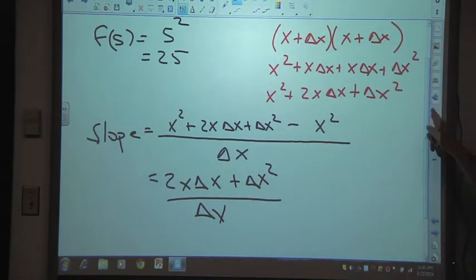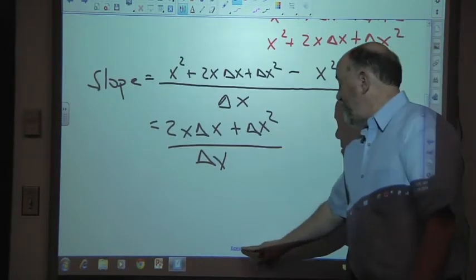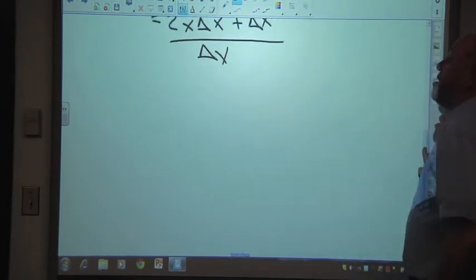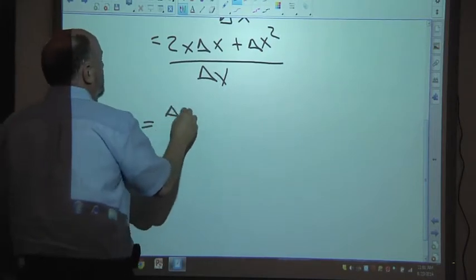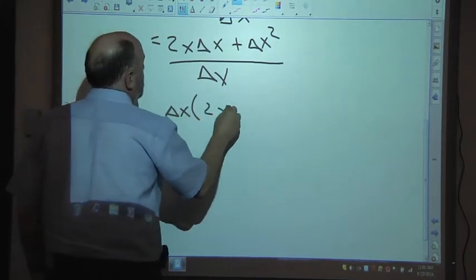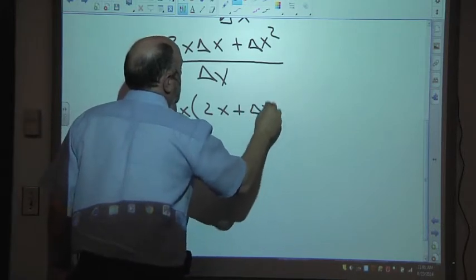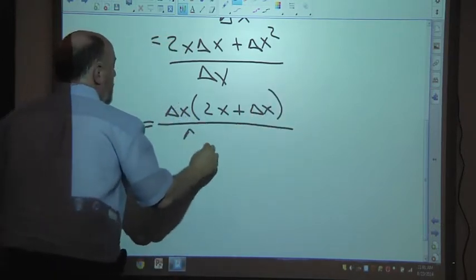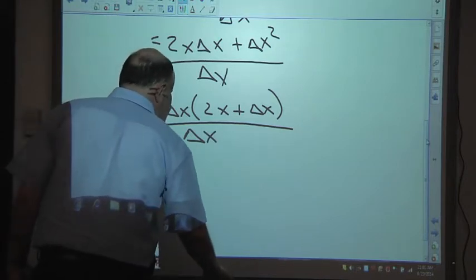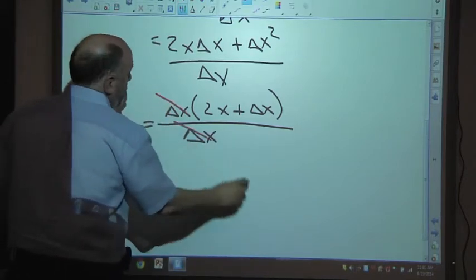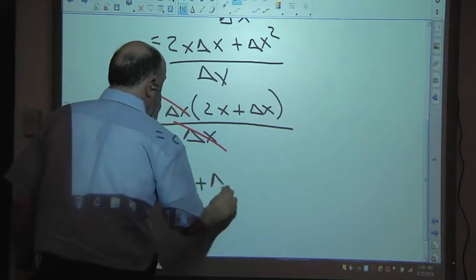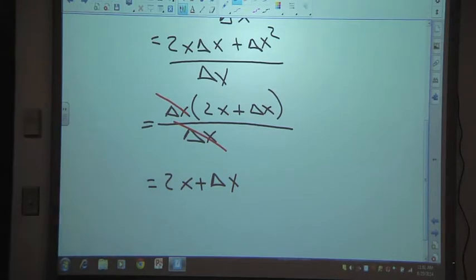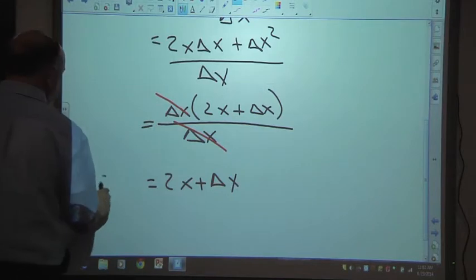So if I look at this in terms of my numerator, I notice that there's a delta x common to everything in the top, so I can factor that out. And so if I factor that out, we get delta x times 2x plus delta x over delta x. So that means that this and this will be my equation for my slope.